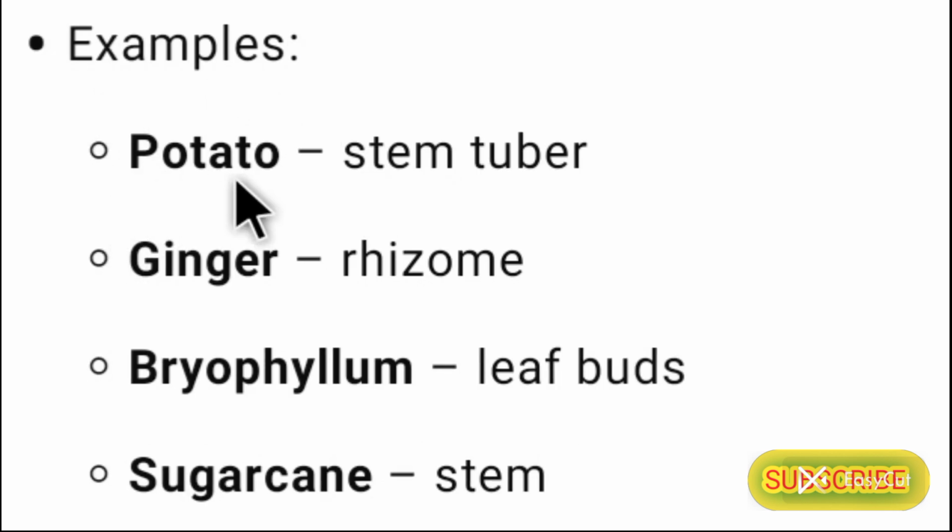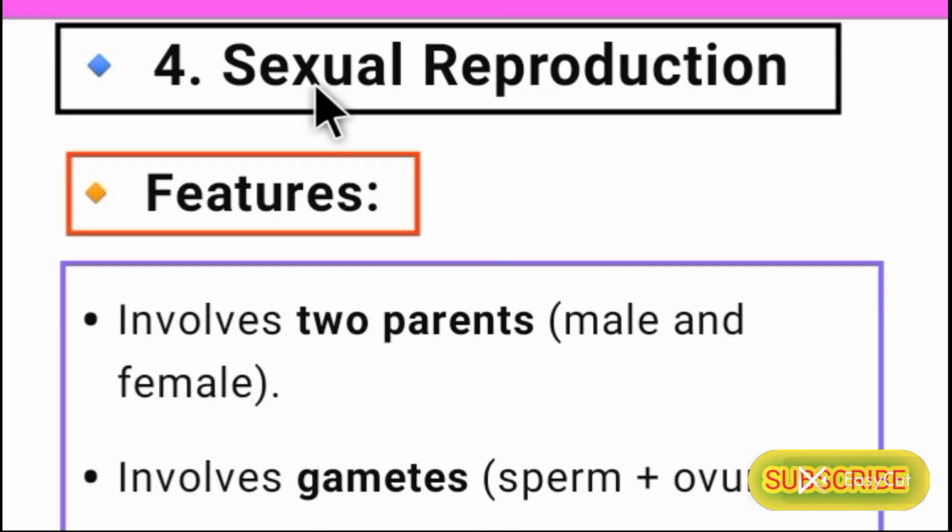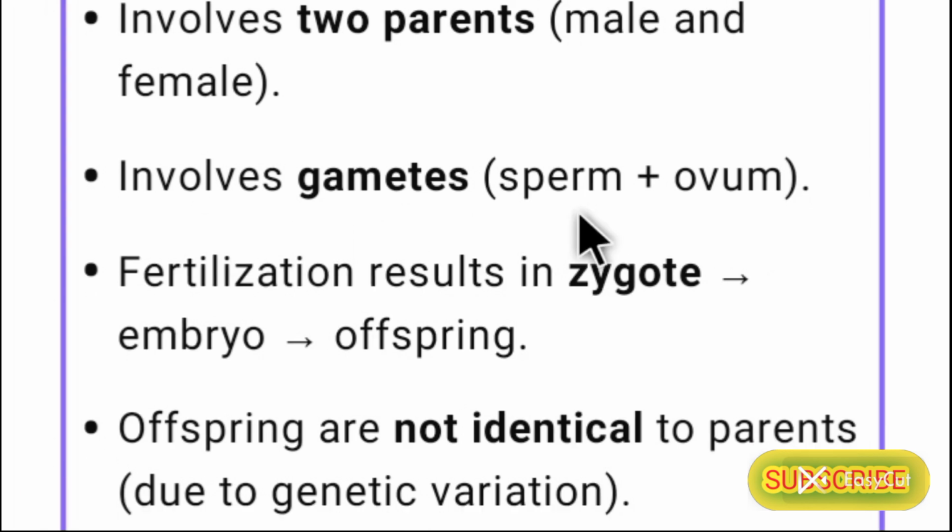Examples: first is potato, vegetative part is stem tuber. Second is ginger, vegetative part is rhizome. Third is bryophyllum, vegetative part is leaf buds. Fourth is sugarcane, vegetative part is stem. Sexual reproduction features are: sexual reproduction involves 2 parents, male and female. Sexual reproduction involves gametes. Sperm is male gamete, ovum is female gamete.